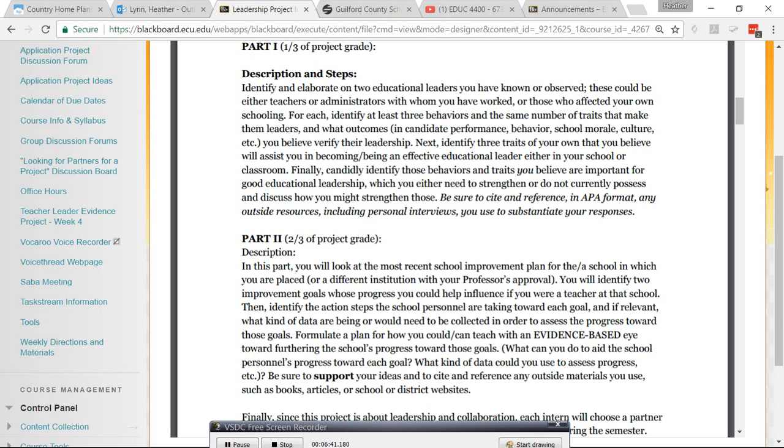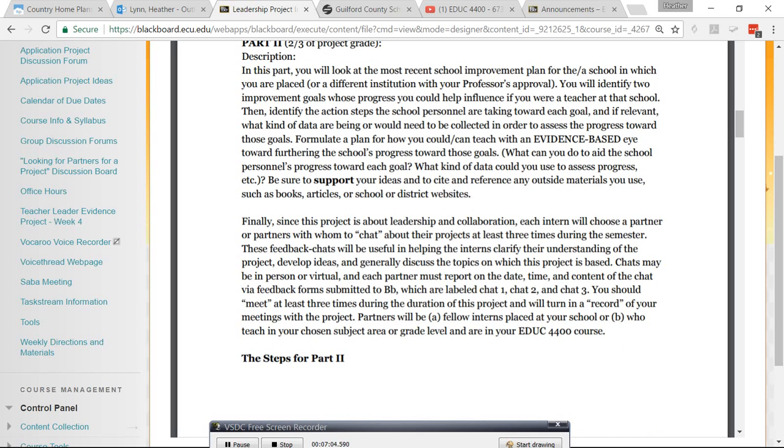The next thing you want to do is identify 3 traits of your own that you believe will assist you in becoming an effective leader, and identify traits and behaviors you believe are important for good educational leadership that you either need to strengthen or do not currently possess. So you could spend some time talking about what it is about your leadership that you would like to strengthen. So that is part 1, and it is 1/3 of the project grade. Part 2 is 2/3 of the project grade.